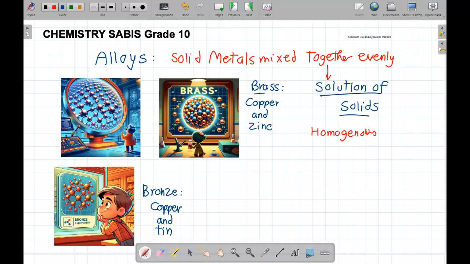Here are our examples of the alloys. You can have something called brass. This is a mixture of copper and zinc metals. Both of them are metals, copper and zinc, to form something called brass. And bronze, which is a mixture of copper and tin. Again, both of them metals evenly mixed.